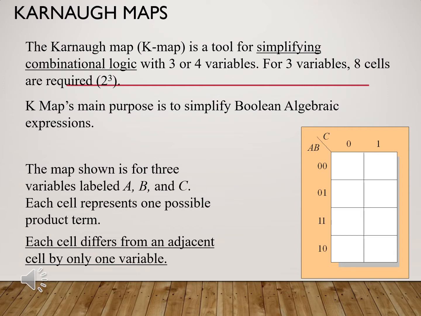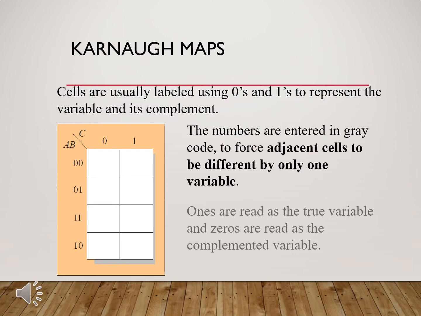A map is shown here for 3 variables labeled A, B and C, where each cell represents one possible product term. The cells are usually labeled using zeros and ones to represent the variable and its complement. The numbers are entered in gray code because the adjacent cells have to be different by only one variable. Ones are read as the true variable and the zeros are read as the complemented variable.